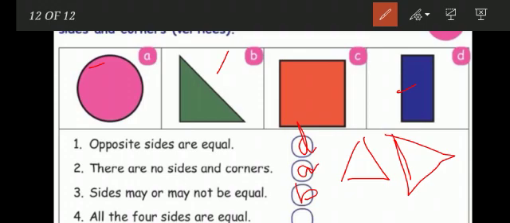Then, all the four sides are equal. Which one has all four sides equal? Square. So we write that for the last one. See, you copy it in your book also.